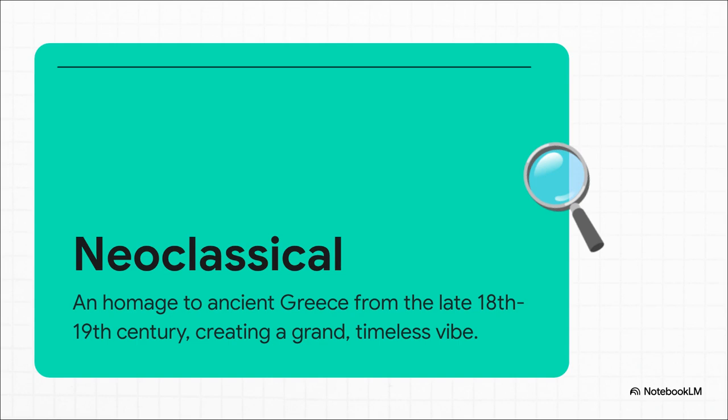So, neoclassical design. This is all about looking back to ancient Greece and Rome. It's kind of like a reaction against too much extravagance, instead searching for order and harmony. You see this everywhere in luxury brands or big official buildings. They're using this style to give off this feeling of being grand, timeless, and totally in control.